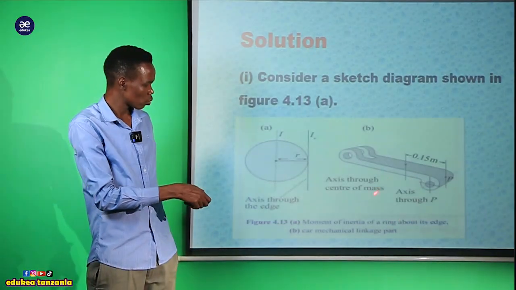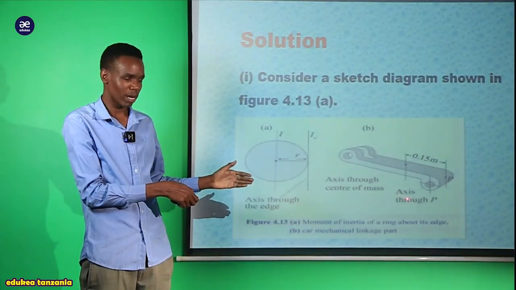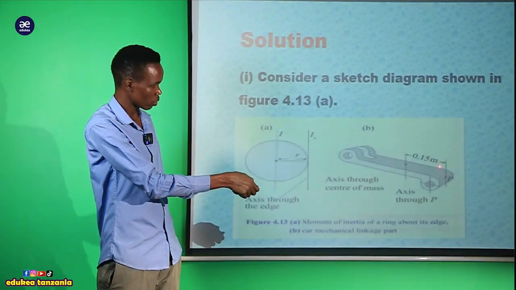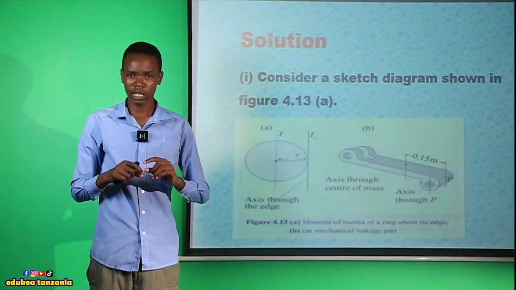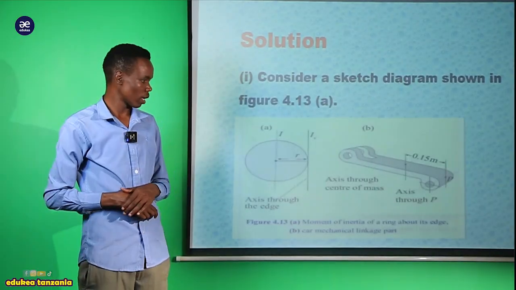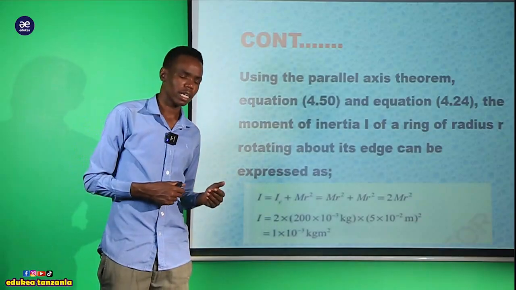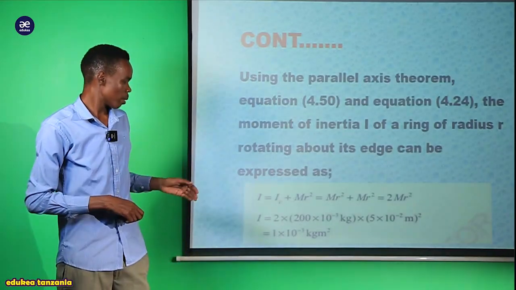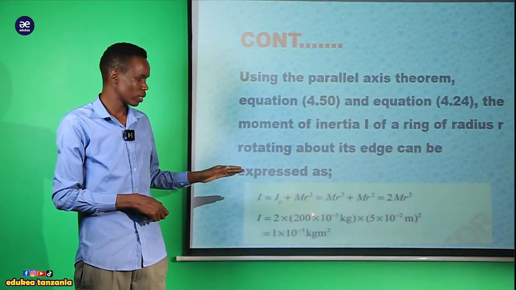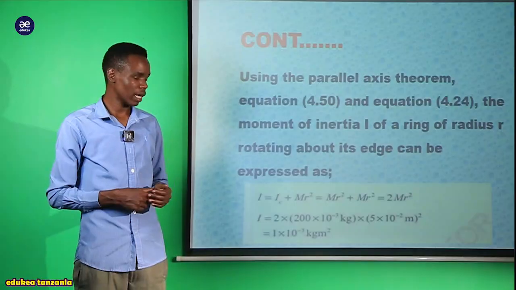So as we try to see here, we have the axis through the center of mass and also the axis through the point P. They are separated by a distance of 0.15 as we observe. So using the parallel axis theorem, we can say that the moment of inertia through any axis equals the moment of inertia through the center plus the mass times r squared.